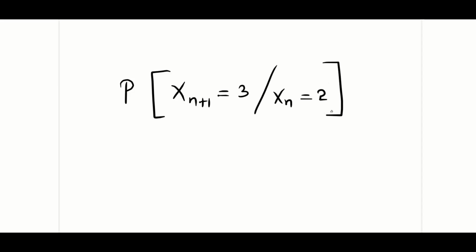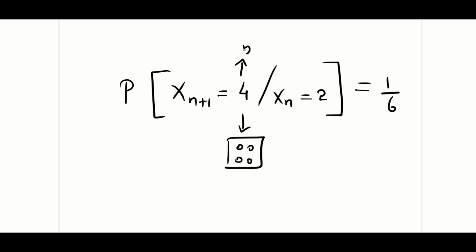Next one, probability that on the n plus 1th trial the maximum value is 3, provided up to n trials it is 2. So the only chance on the n plus 1th trial is that the die should show 3. So the probability is 1 by 6. Similarly, for 4, the probability is also 1 by 6. And similarly for 5, the probability is 1 by 6. Similarly for 6, the probability is 1 by 6.